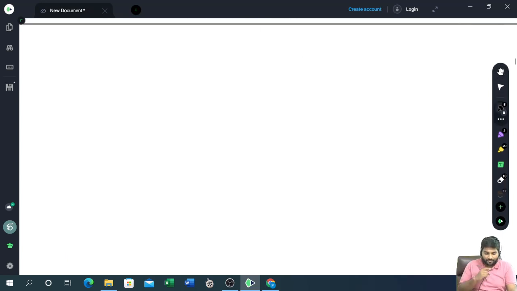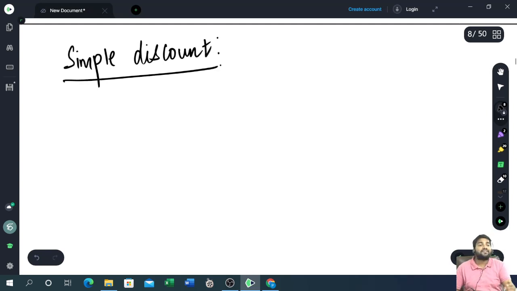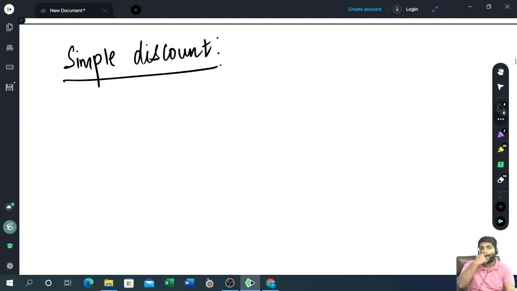Next, put the heading. Simple discount. The other name for simple discount will be commercial rate of discount. Please write it down, Arushi Agarwal. Is it clear? The other name for simple discount will be commercial rate of discount. Okay.